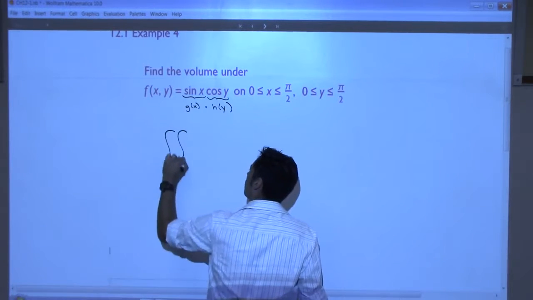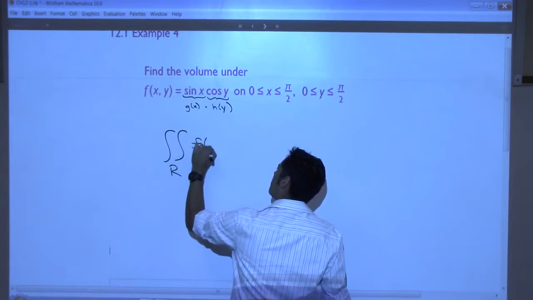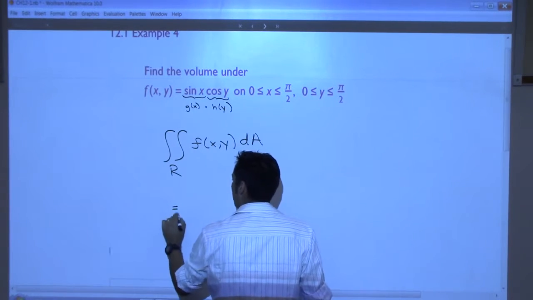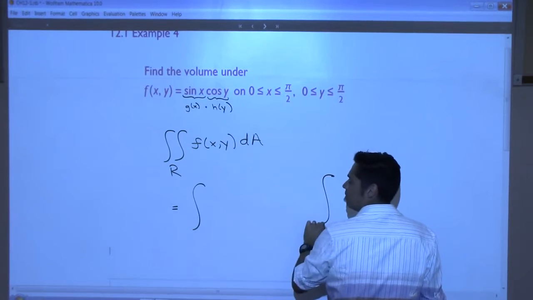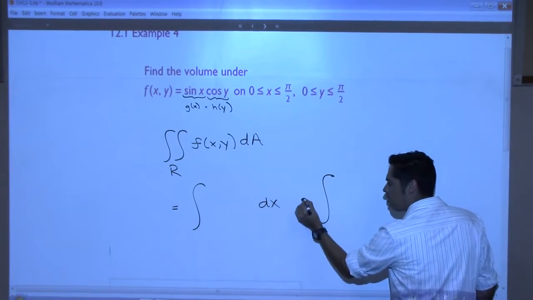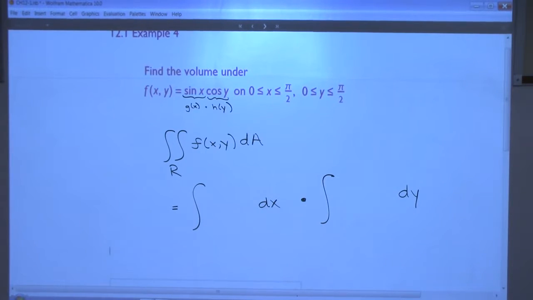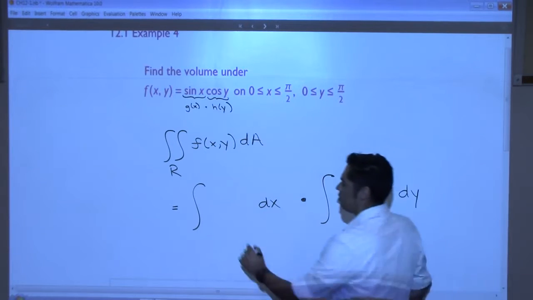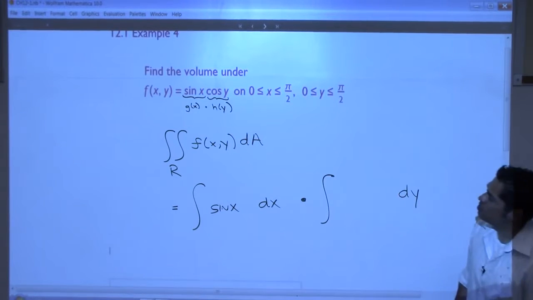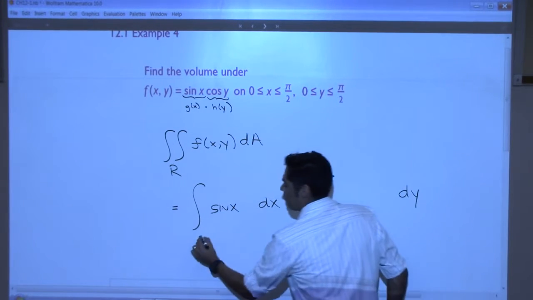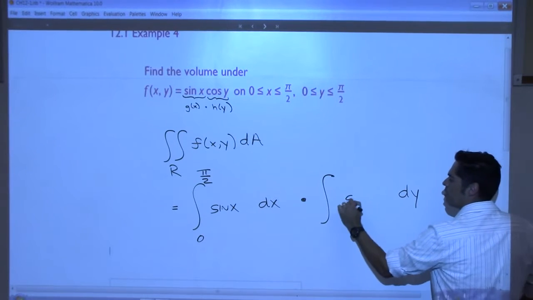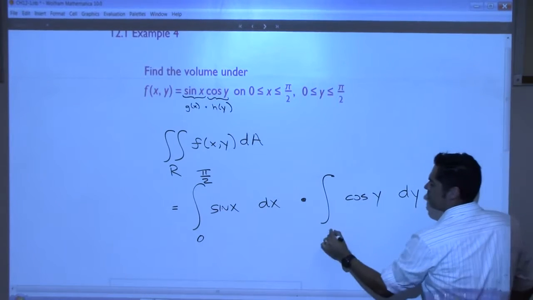So here's what I can do. I can take this double integral over the rectangular region of this function with respect to its area, and I can rewrite it as two integrals, one with respect to x, one with respect to y, and I can multiply the two answers. Now, the one with respect to x is just sine x. And what are my limits of integration on x? 0 to pi over 2. And over here is the distinct function of y, which was cosine y. And my restrictions here are 0 to pi over 2.